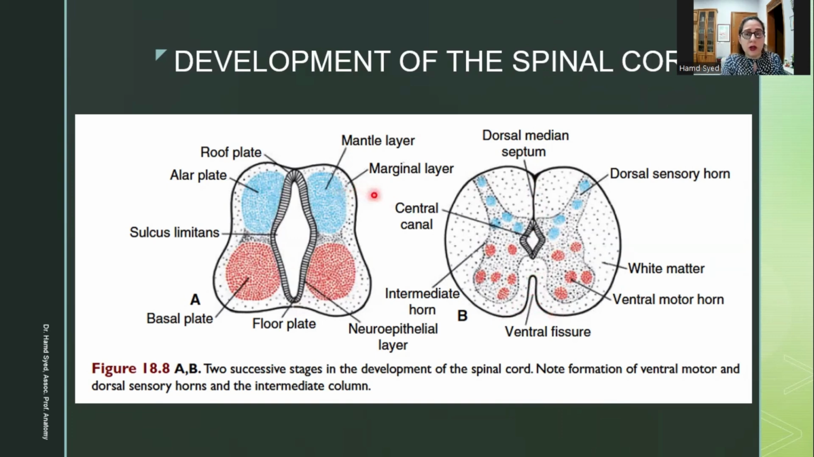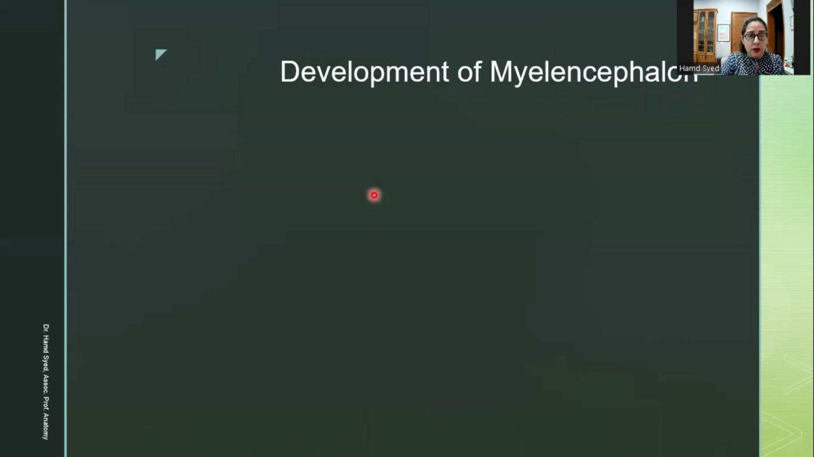We are focusing on the alar and basal plates. Similar alar and basal plates are also present in the region of the neural tube which is going to give rise to the brainstem. So whenever we talk about the formation of the brainstem, we can make it easier to understand if we focus on what is going to happen to the alar and basal plates in the region of the brainstem. So first, we are going to discuss the development of the myelencephalon.